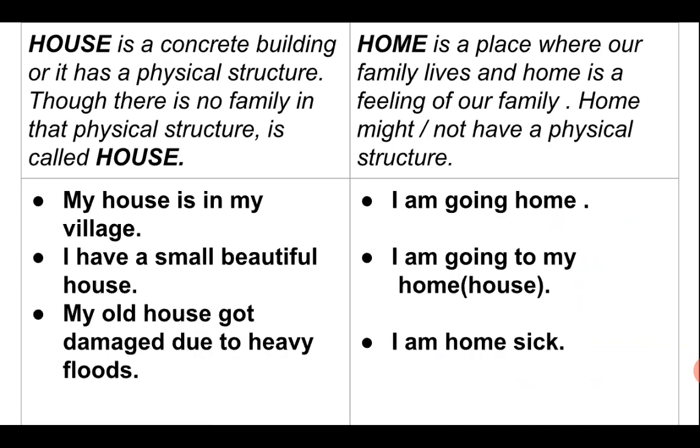House is a concrete building or it has a physical structure. Though there is no family in that physical structure, it is called a house. We got to know that house is a concrete building, or house has a physical structure. What it says is house has a physical shape. Therefore, we call it house. A house might have a family or might not have a family, but because of its physical structure, we call it a house.